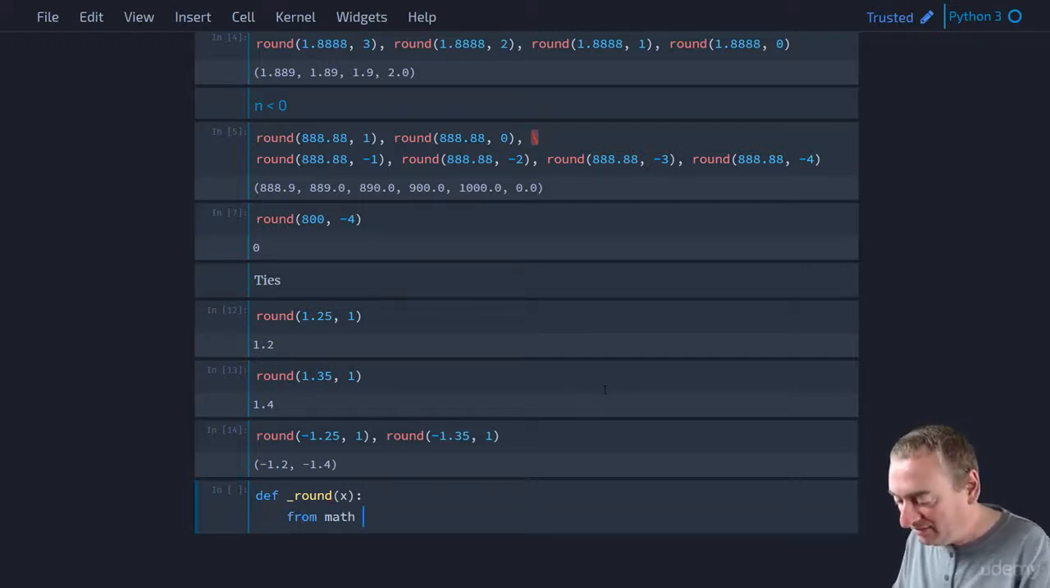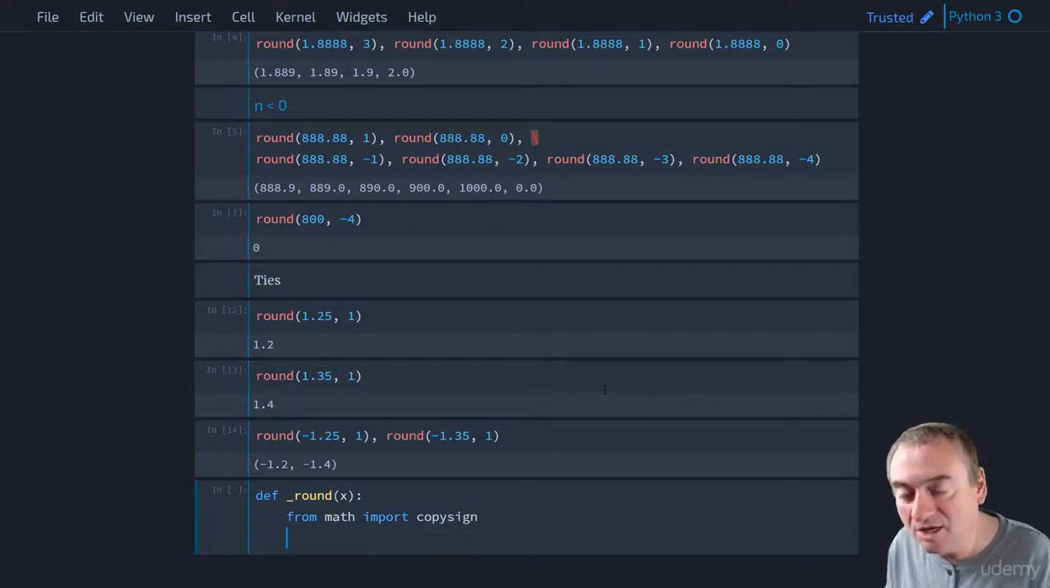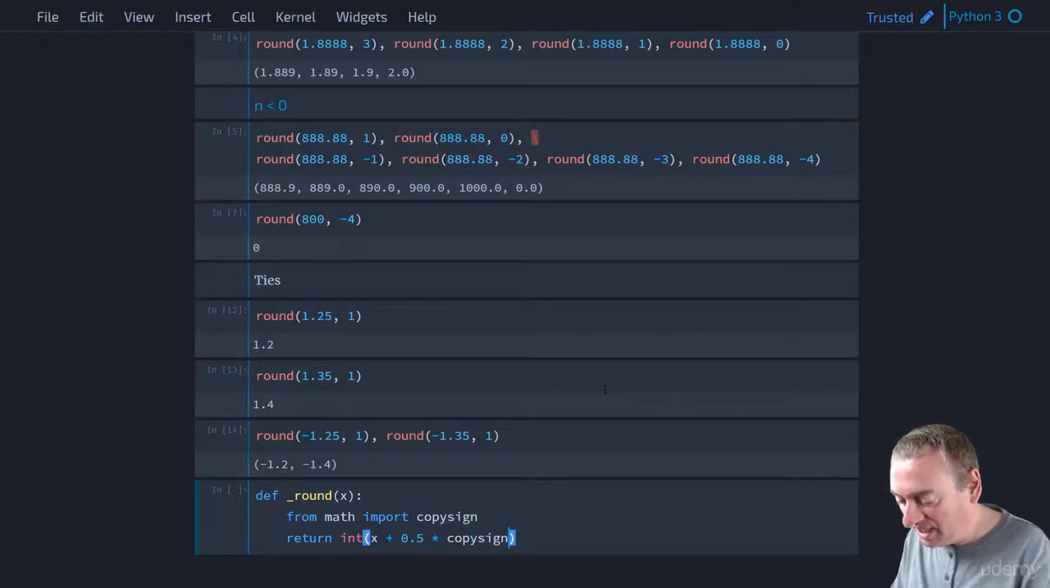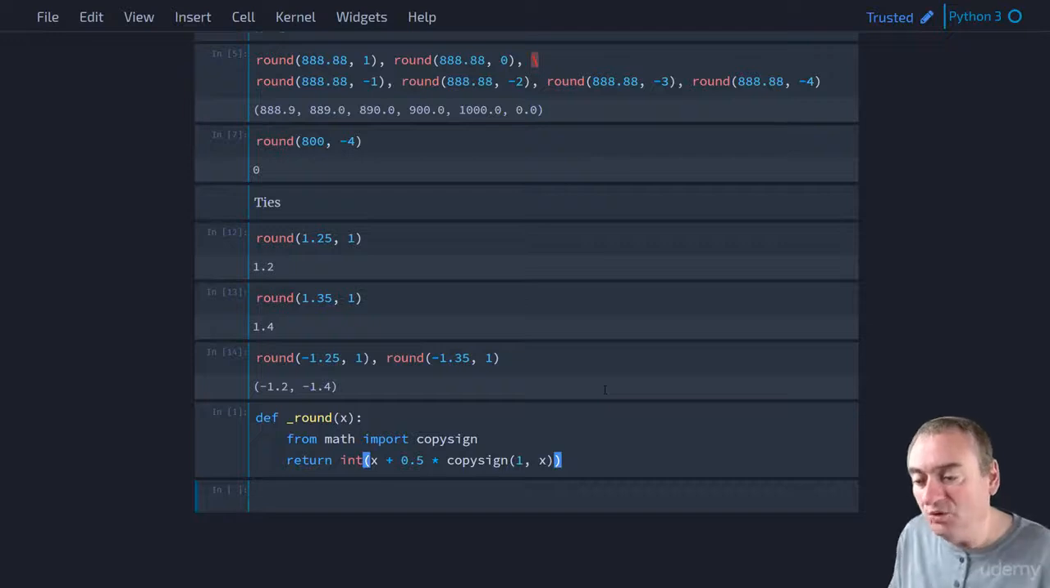So from math import copy sign, right? We need that copy sign method that's in the math module. And then remember we had that slightly simplified formula. We're going to say x plus 0.5 times copy sign(1, x). Okay, so that's our round function. And there was a slightly longer way of doing it as well. If you remember from the last video, I'm only going to show you this method here.